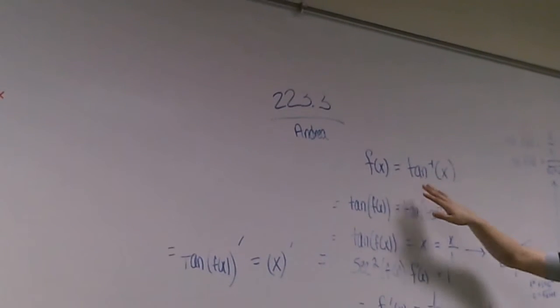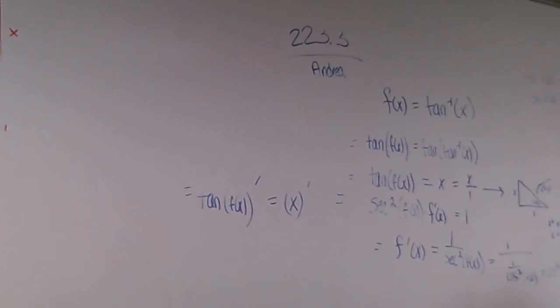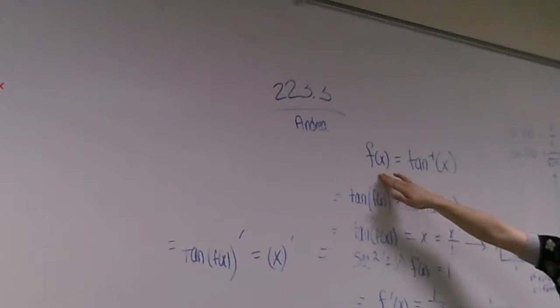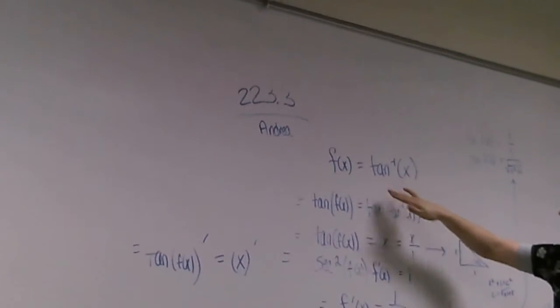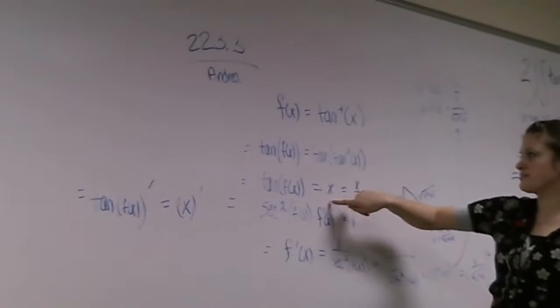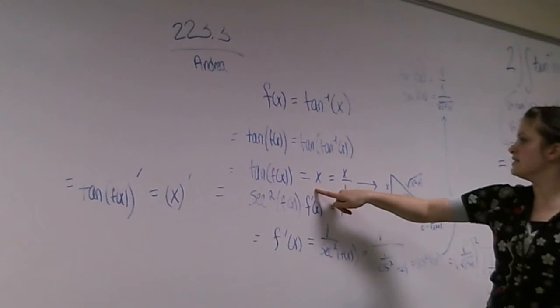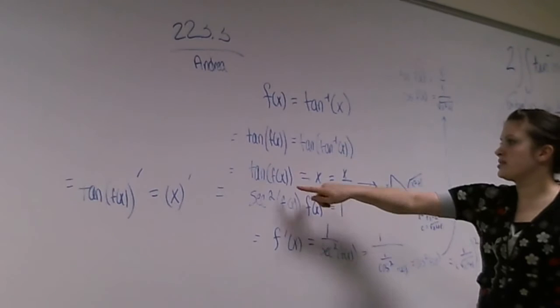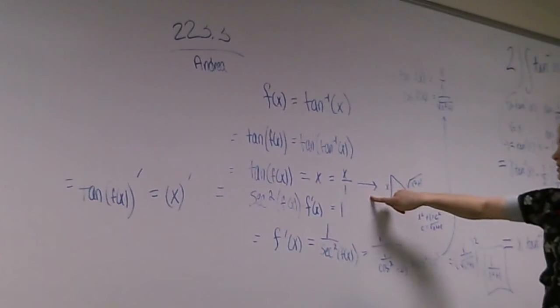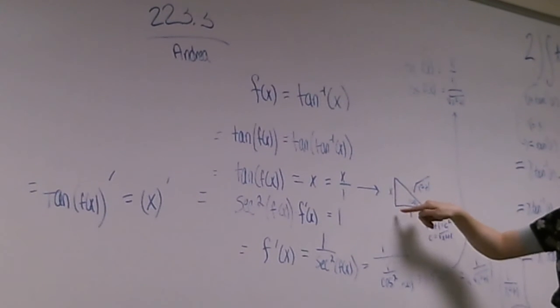Oh, okay, I'm sorry. We're looking for the derivative of the inverse trig function tan. So we'll take f of x equals tan negative 1 of x, and take the tan of both sides so that this side just becomes x. So it's tan f of x is equal to x. And since we're doing the trig functions, we want to draw a triangle and see where that tan is going to be on it.